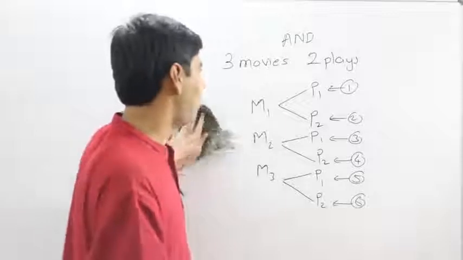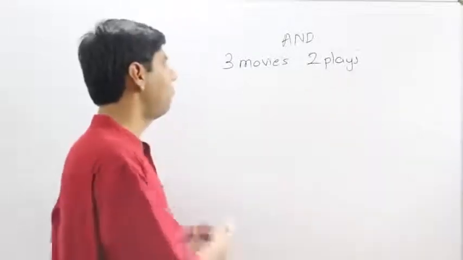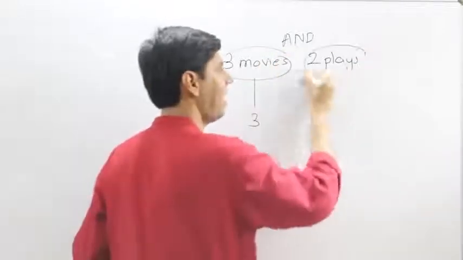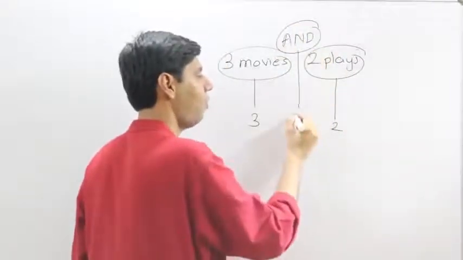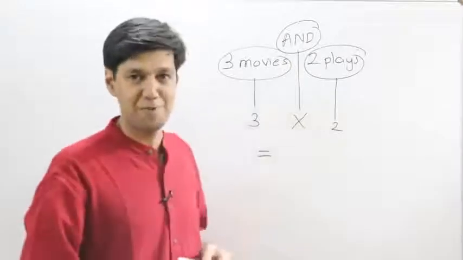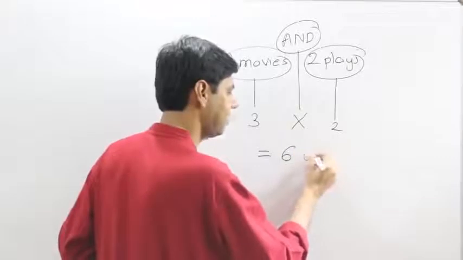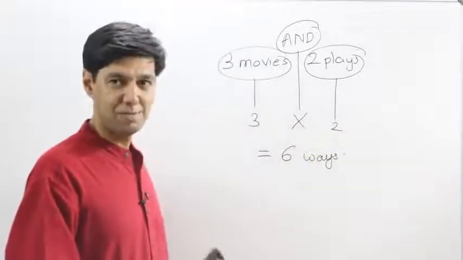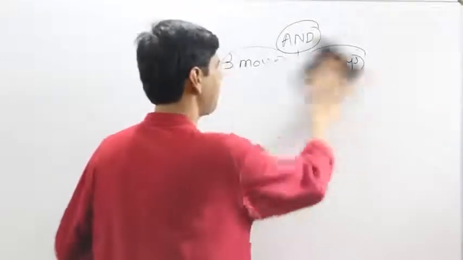Right? So let's see how this works out. How did we get this 6? With movies I have 3 choices. With plays I have 2 choices. But since there's an AND, now I would be multiplying the 2. The tree structure should have made it very clear. So this is also a fundamental rule of counting. So this becomes your 6 different ways to entertain myself. Hope this makes it clear in terms of an OR and an AND. We'll take one another example.